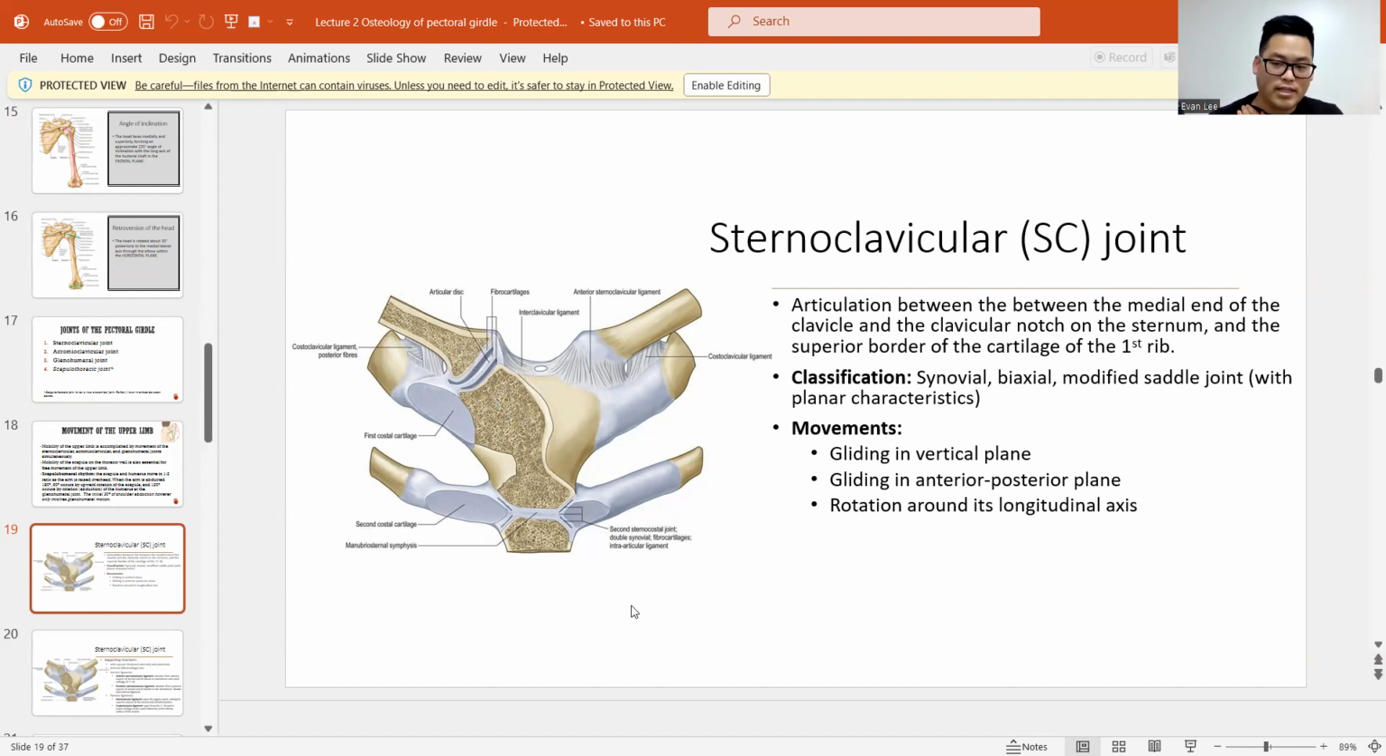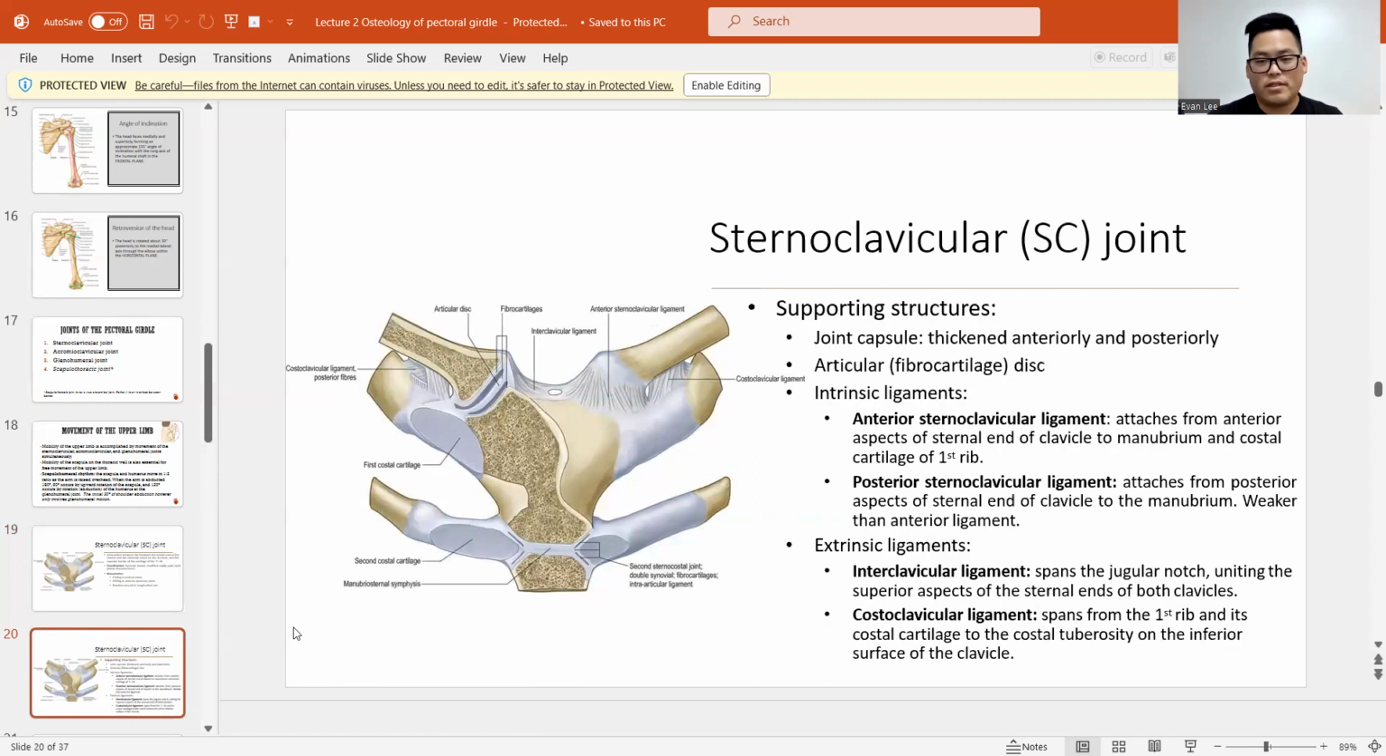It's going to be biaxial, and it's considered a saddle joint, but saddle joints usually only move in one direction. So it is somewhat planar. It moves, and it doesn't move a whole lot, but as you move your shoulder, this joint is going to be required to be at least a little bit flexible.